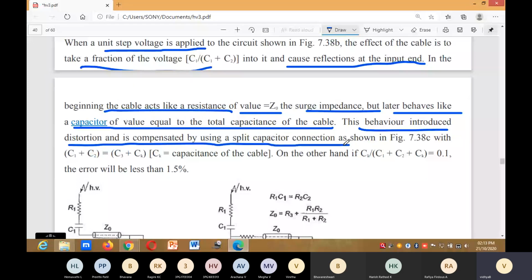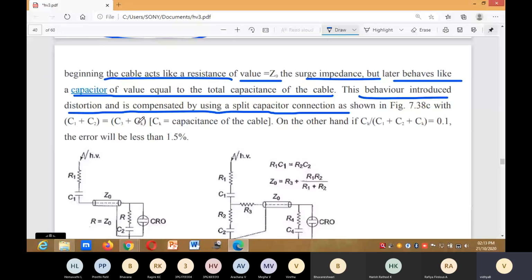The distortion introduced can be compensated by the split capacitor, that is C1 plus C2 is equal to C3 plus Ck, where Ck is the capacitance of the cable. Also, Ck divided by C1 plus C2 plus Ck is equal to 0.1. The error will then be less than 1.5%.